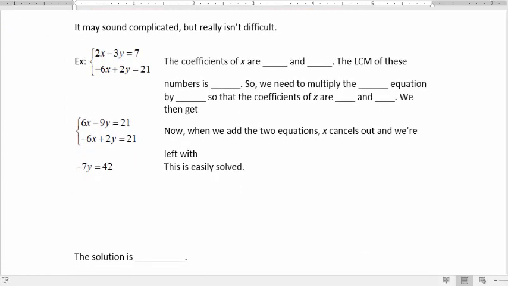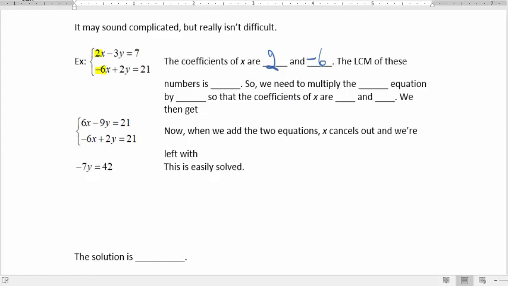So here's an example, and in this handout, I actually have the little curly brace to tie them together, so that's good. What you do here is you look at these two equations, 2x minus 3y equals 7 and negative 6x plus 2y equals 21, and you look at the x's. I could look at the y's, but here they're kind of forcing my hand to look at the x's. So I have a 2x and a negative 6x. So right now the coefficients of x are 2 and negative 6.